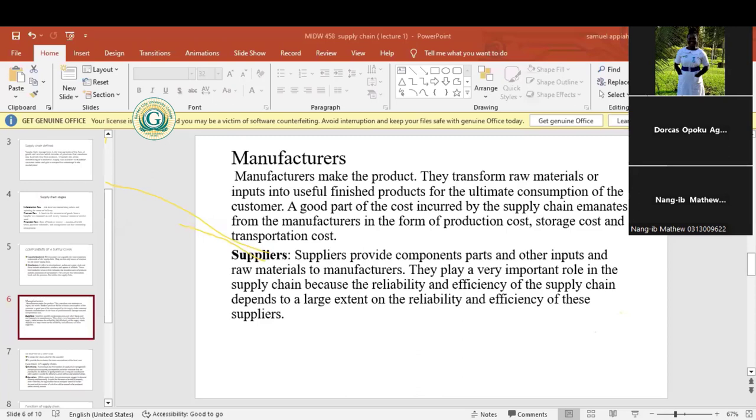Or you can deal with the retailer. You go to the retailer, from the retailer to the distributor before it gets to the manufacturer. Oh, okay. Thank you. Welcome.